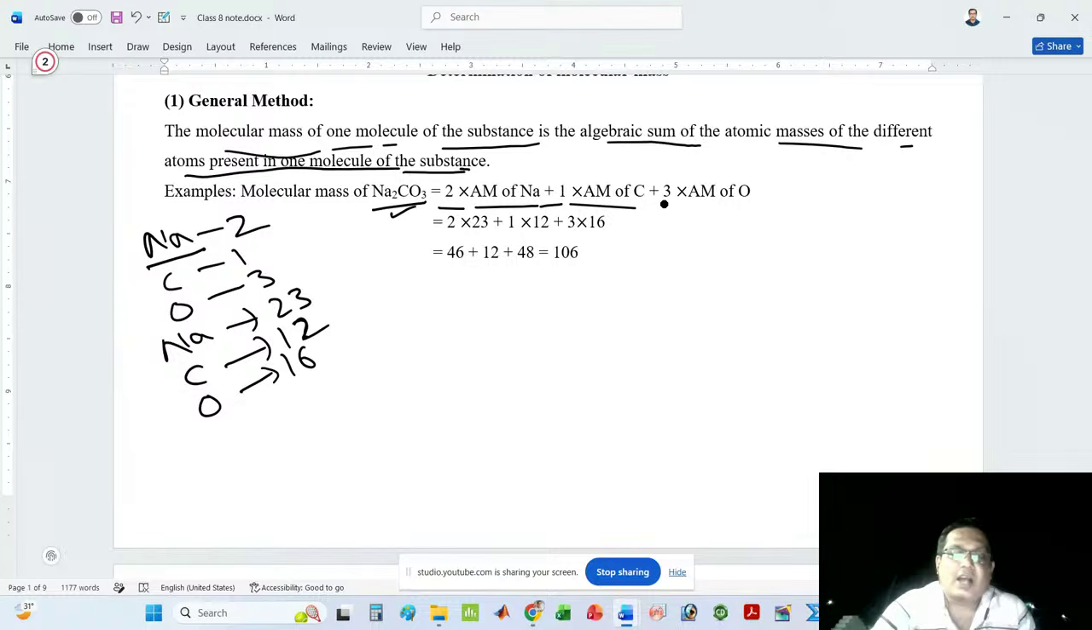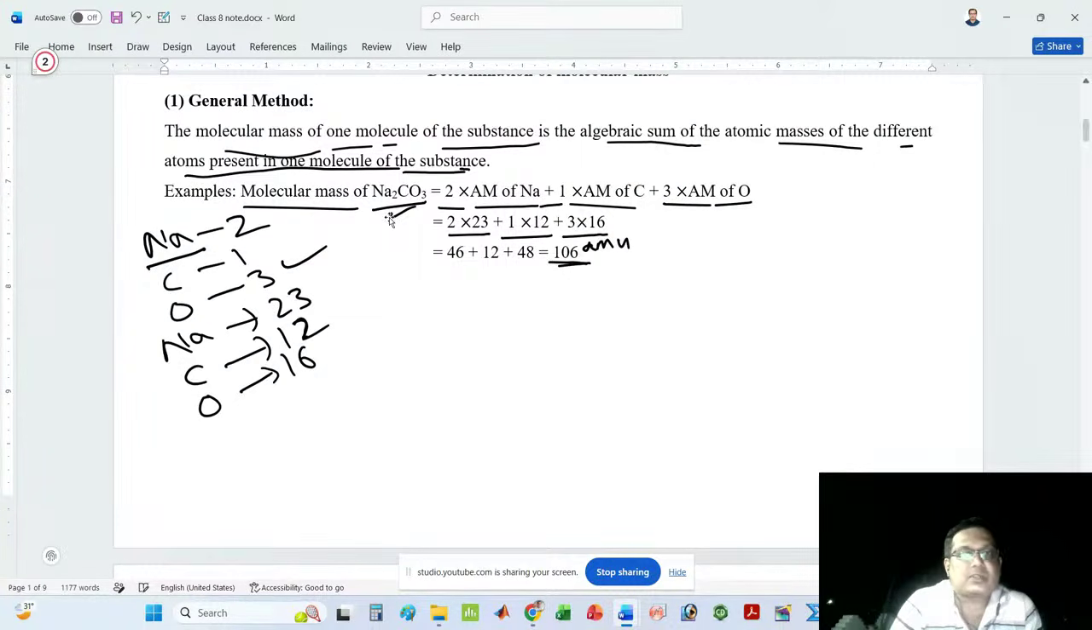Now put in the atomic mass of every atom. The atomic mass of sodium is 23, so I have written 2 into 23. The atomic mass of carbon is 12, so I have written 1 into 12. Next, the atomic mass of oxygen is 16, so I have written 3 into 16. Next, I will add. After addition, the sum total is 106. That means the molecular mass of sodium carbonate is 106 AMU.